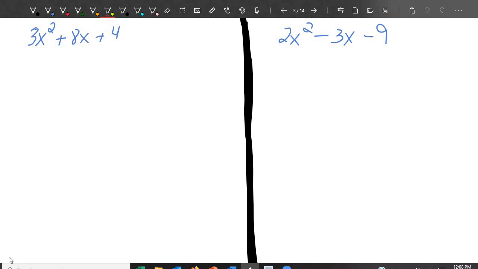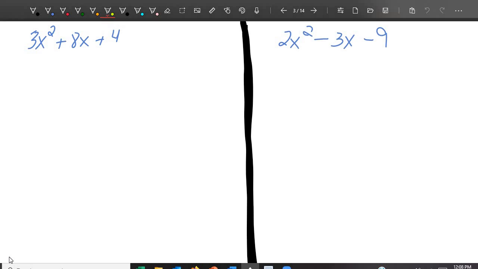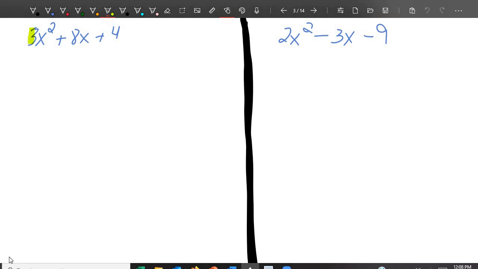Alright, we're going to start with this problem on the left. I'm going to take the 3, slide it to the back with the 4, and multiply them together. So we're going to end up with x squared plus 8x plus 12. Now, I'm going to be drawing my parentheses just like before. I'm going to put an x in both parentheses.